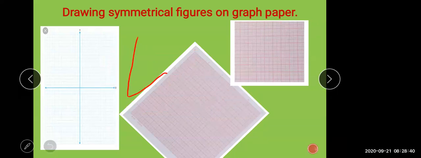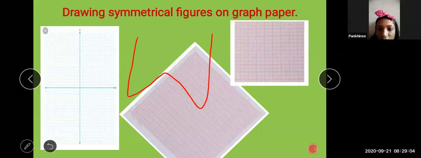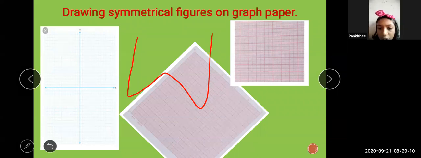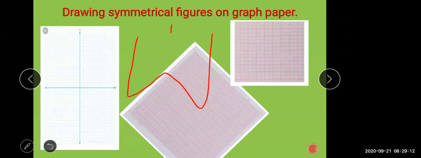Capital W. Can we draw the axis in capital W? Yes. How many? Yes, we can draw the axis. But how many axes can we draw on the W? Sir, we can draw 2 axes. No, 1 axis. Only one axis we can draw on the capital W.